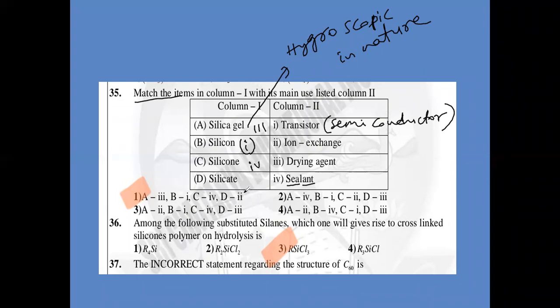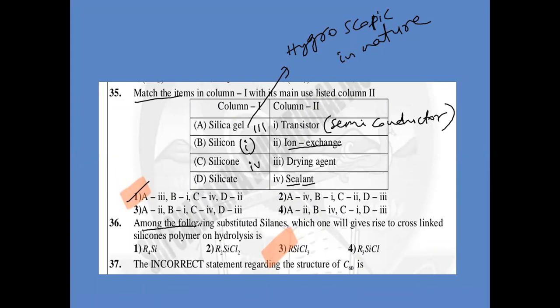Next, silicates. Zeolite is there now. The zeolite will be used in what now? Generally, it will be used in the ion exchange method. Zeolites are used in the ion exchange method, meaning to convert hard water into soft water. To convert hard water into soft water, we use zeolites. So zeolite is an example of silicate. So the first option is matched.